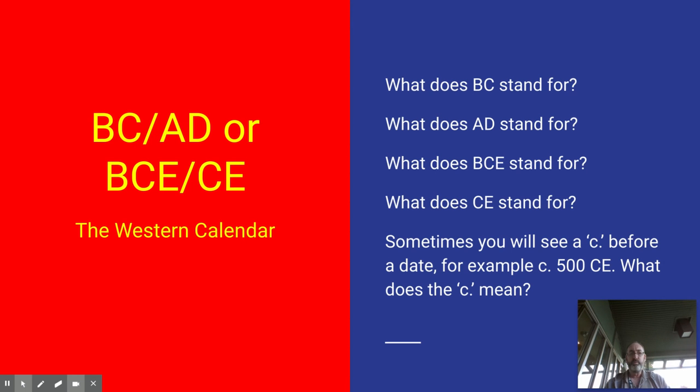Okay, what we are really looking at today, even though I'm going to use China and the Chinese dynasties as a kind of an avenue to drive down, we're looking at BC and AD. Okay, what does BC stand for? What does AD stand for? What does BCE stand for? And what does CE stand for? And the fifth thing we're going to look at is sometimes you'll see this little C before a date. Example, C500 CE. What does that little C mean?